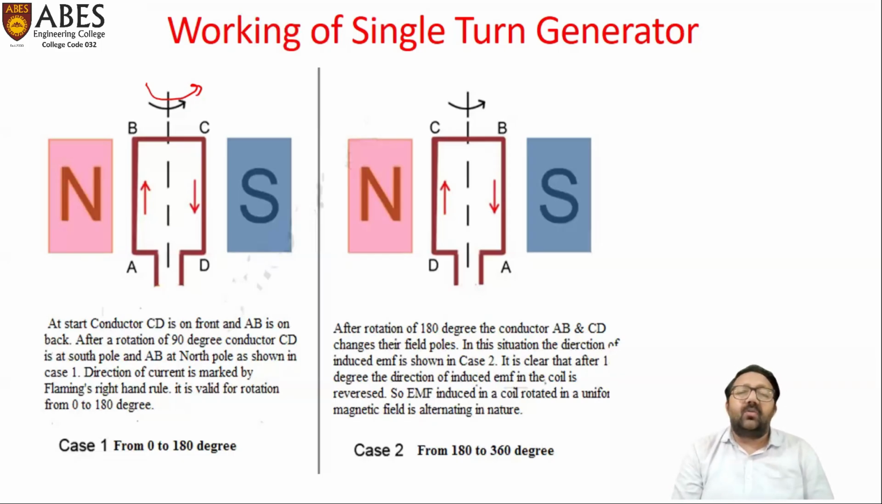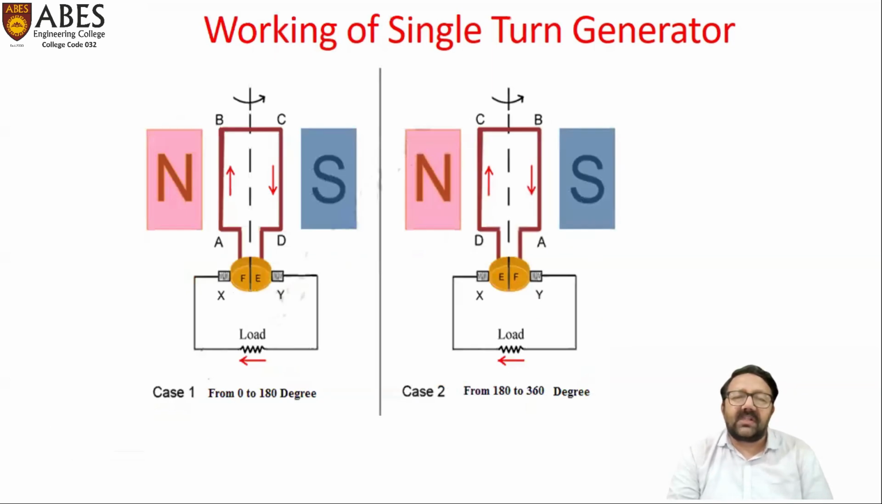This can be explained with the help of split ring and brush arrangements. Actually, this is just an elementary model. In practical machines, the same function is done with the help of a commutator and brush assembly. Now here, again we are going to discuss both the cases. Both the ends of the coil, conductor AB as well as conductor CD, are connected to the split ring portions F and E respectively.